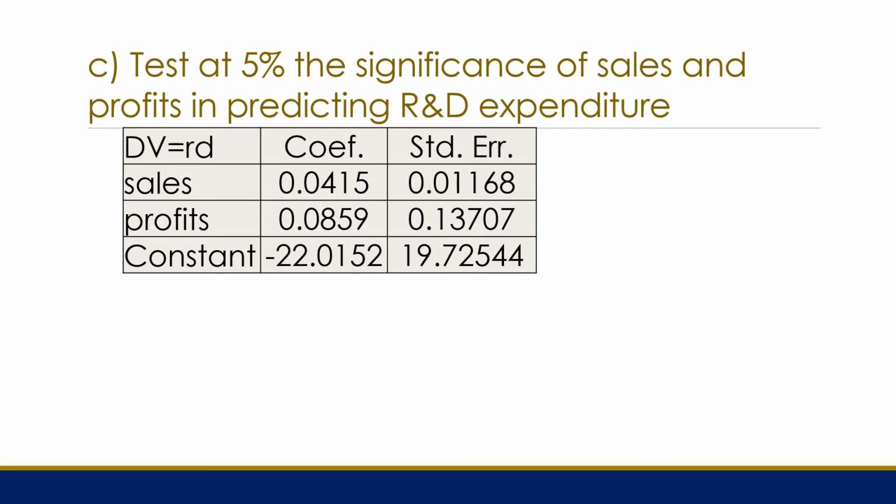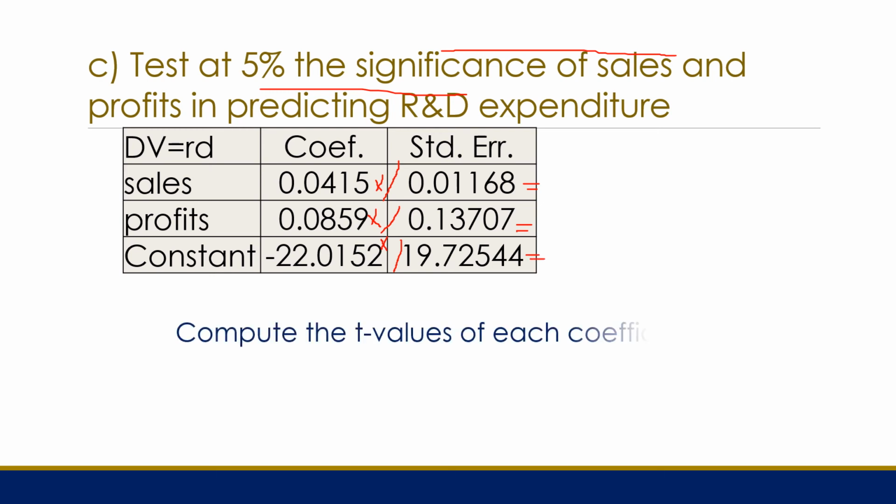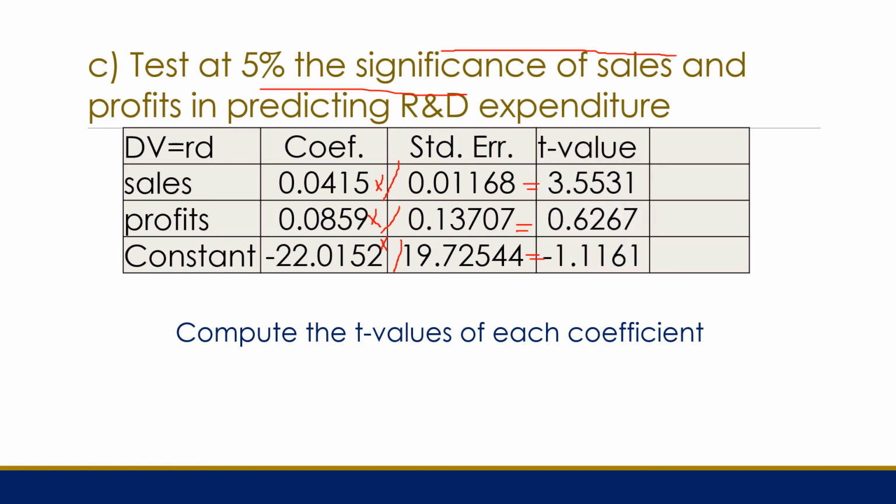In part C, we are asked to test at 5% level the significance of the sales and profits in predicting. So we want to test whether these coefficients are statistically different from 0, and the constant. So we have this output with us here. And so the first thing that we do is we get the t-values by dividing these values: divide this one by this, you get the t-value; divide the coefficient there by 0.13007, you get the t-value; divide this by this, you get the t-value. So that's how we've got the t-values when we divide.